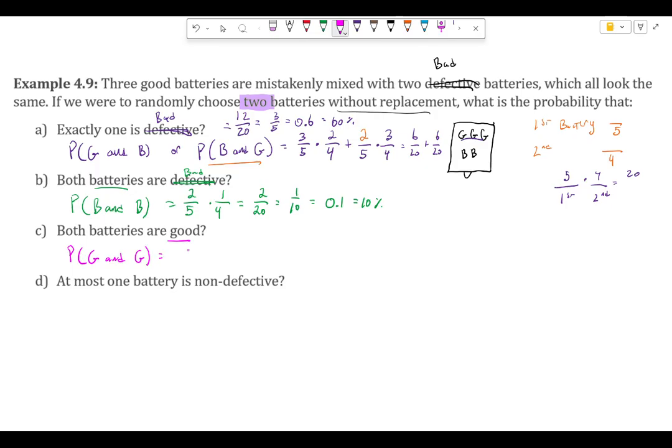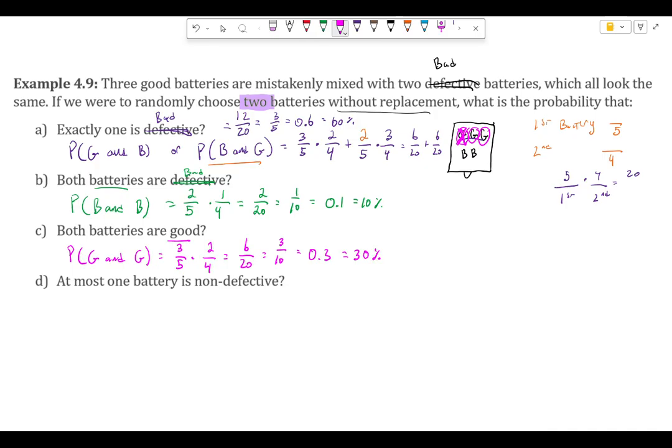So the probability of getting a good on the first, well, we have 3 good batteries for the first selection out of 5. And if we take one of those good batteries away, we're left with only 2 for the second selection out of a total of 4. So this would be 6 out of 20, which would be, if we reduce that, divide top and bottom by 2, it would be 3 out of 10. If you type this into your calculator, it would be 0.3 or 30%.